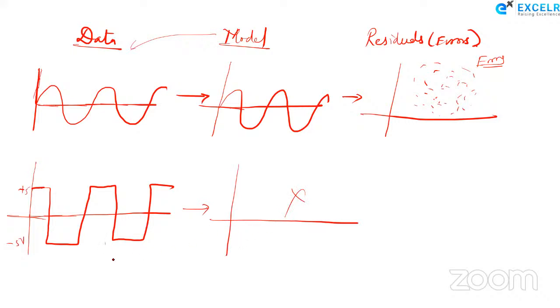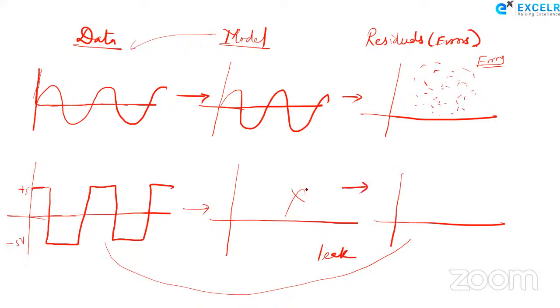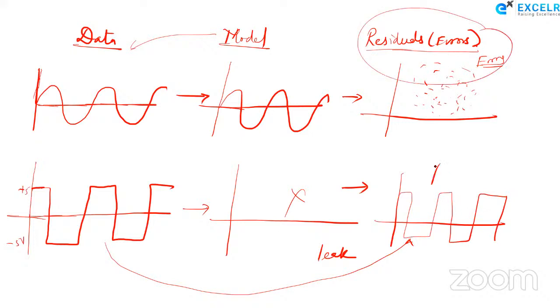Then these patterns will leak into the errors. Since the model has not captured the patterns, these patterns will get leaked into errors. So if your errors or residuals are showing patterns, it means that the model has not successfully captured the pattern.